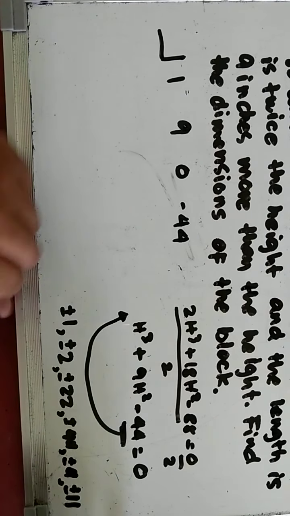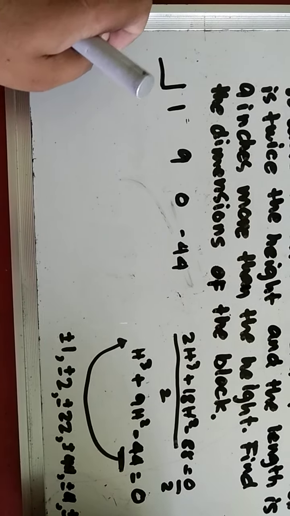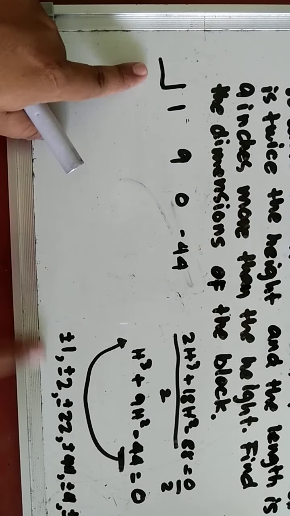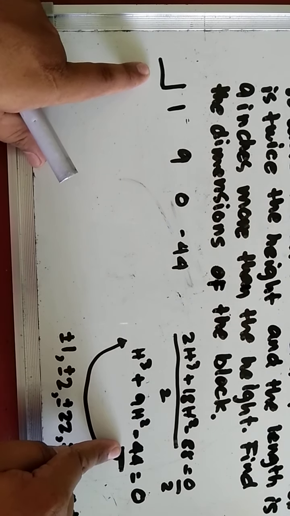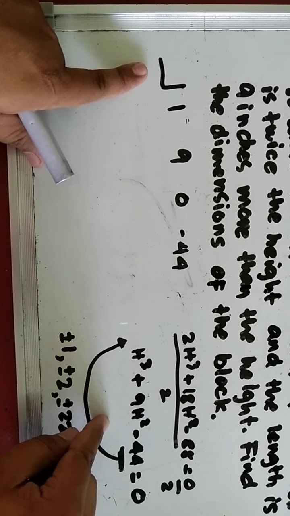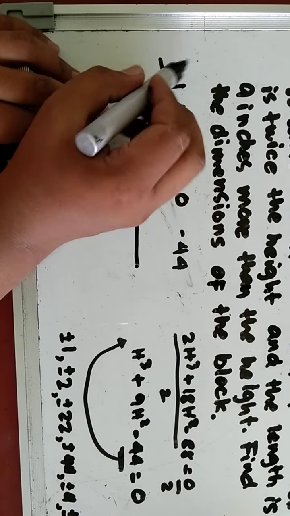Ang height ay laging positive. So, dito tayo kumuha sa mga positive numbers. Okay. Kung sino yung makapagpa-zero sa mga positive na to, siya yung factor ng polynomial na yan, at siya yung magiging value ng height. Okay. So, una natin sa positive 1.